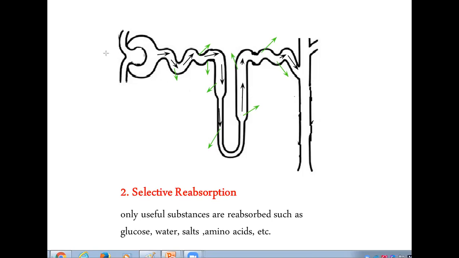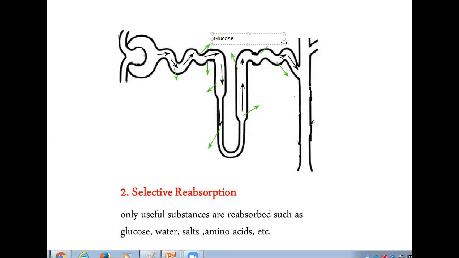मैंने क्या बताया कि filtrate, that is glomerulus filtrate from the Bowman's capsule moves along the renal tubule. वो renal tubule में से move करता है. जब वो renal tubule में से move कर रहा होता है तो filtrate में मौजूद जो useful substances होते हैं वो surrounding blood capillaries में reabsorb हो जाते हैं.